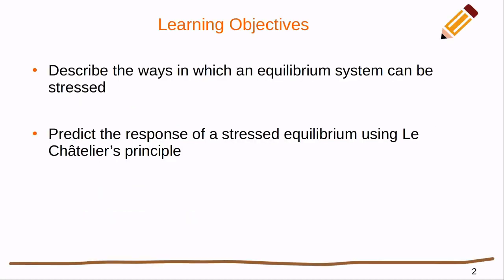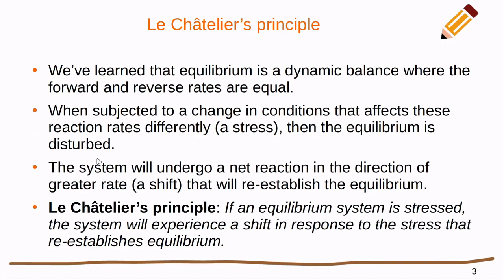So what we're going to do is describe the ways in which equilibrium systems can be stressed, and then predict the response of a stressed equilibrium using Le Châtelier's principle. So we've learned that equilibrium is a dynamic balance where the forward and reverse rates are equal. What we haven't talked about is what happens if I already have a system that's at equilibrium and then I go and make a change to that.